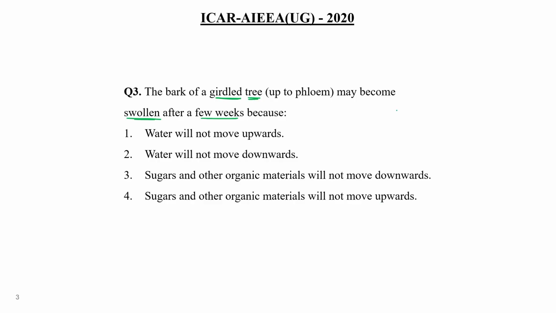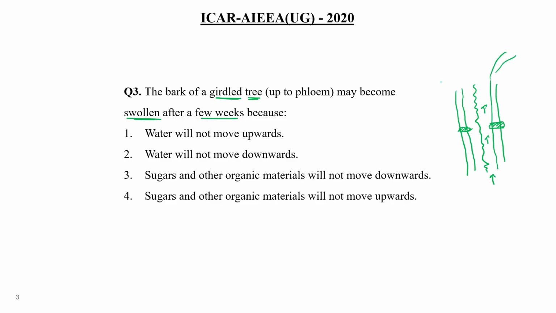Just now we discussed this: phloem is present on the outside, right? And xylem is present on the inside. If we cut the outer covering, this covering, then what will happen? As xylem is present on the inside, water can still move from the root to other parts of the plant.